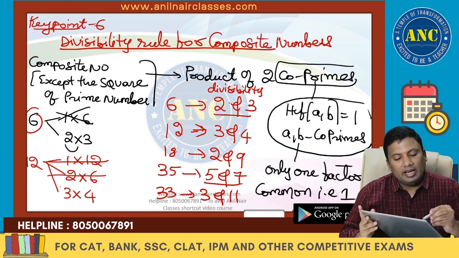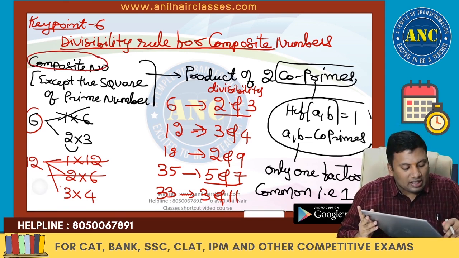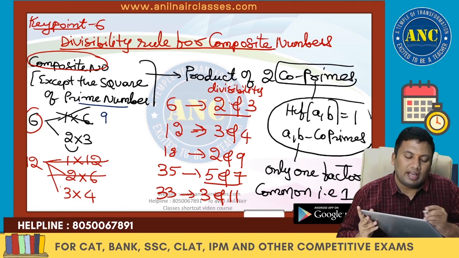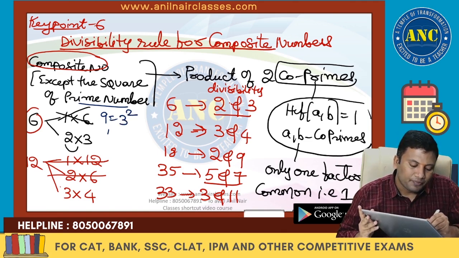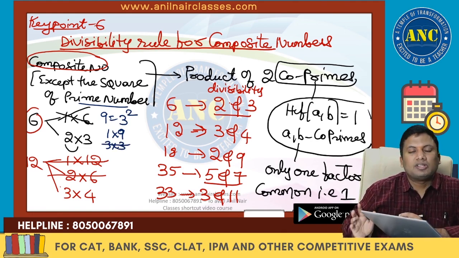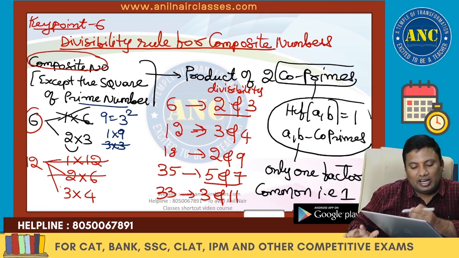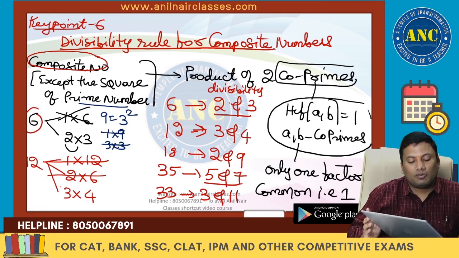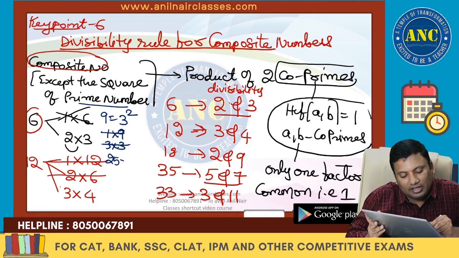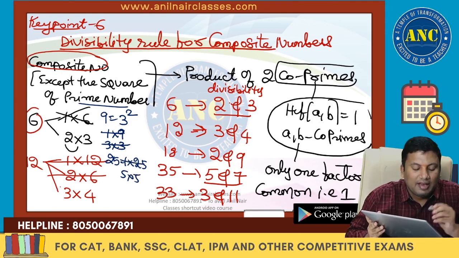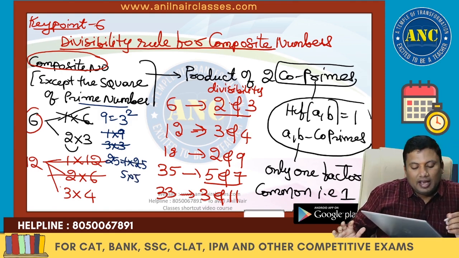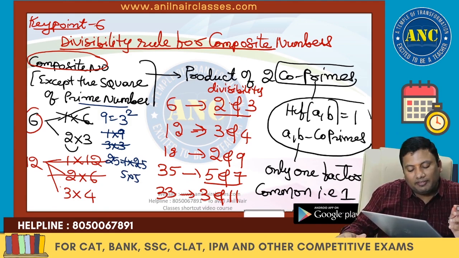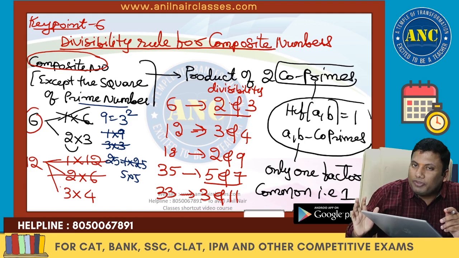If you take any composite number except the square of a prime number. Why? Because if I take 9, 9 is nothing but 3 square. You cannot write it as a product of two coprimes. 3 and 3 HCF is 3. 9 writing the number itself is 1 into 9. 25 is 1 into 25 and 5 into 5. 5 and 5 HCF is 5. I hope the idea is clear.